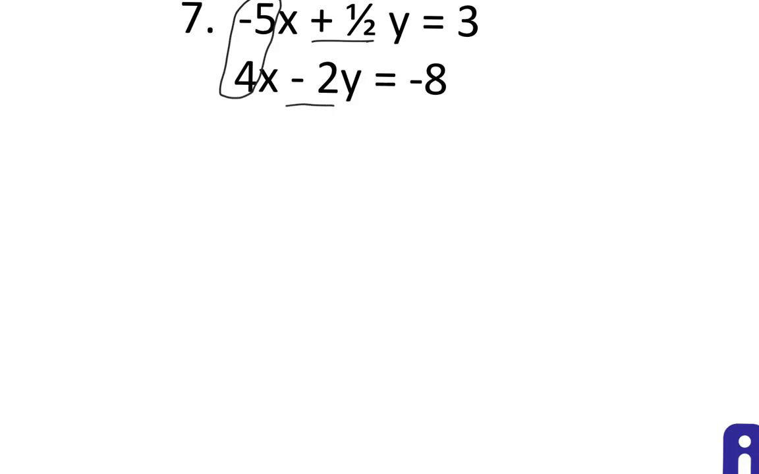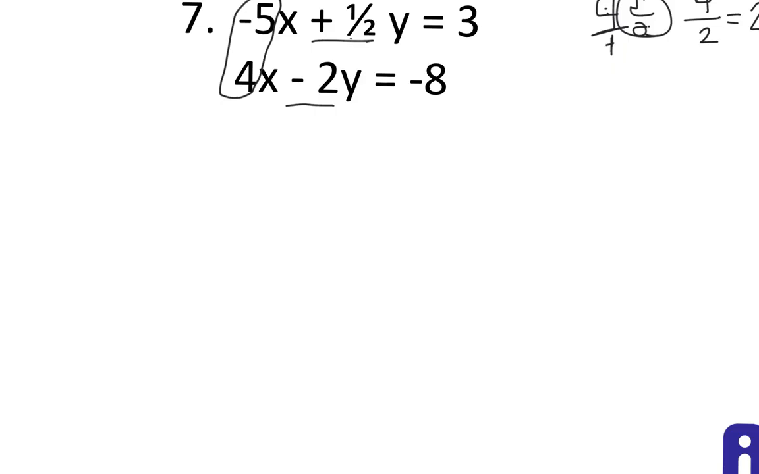What would I have to multiply with 1/2 to get 2? What is 2 half of? 4. 4 times 1/2, just think about that. 4 over 1. 4 times 1 is 4, 1 times 2 is 2, 4 divided by 2 is 2. So that would give me a positive 2, right?